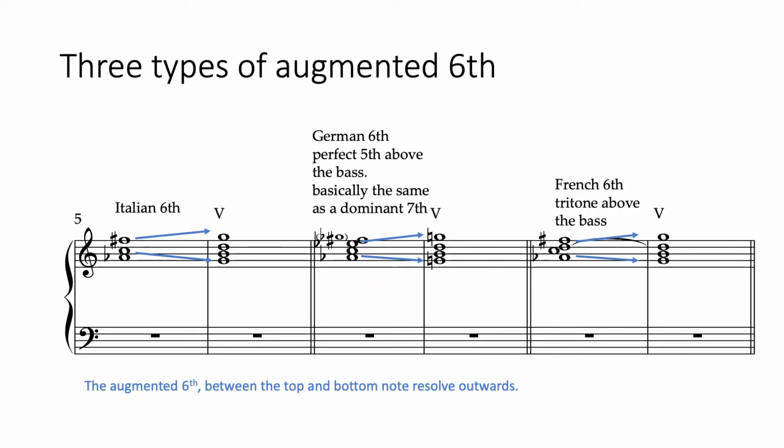So there are three types of augmented sixth. There's an Italian sixth, that same three-note chord that we've had. And then there are two others. A German sixth takes an Italian sixth and just adds a perfect fifth above the bass, so effectively completing our dominant seventh. It's basically the same now as a dominant seventh chord, just spelt differently. So we get that chord, A flat, C, E flat, G flat, going to G.